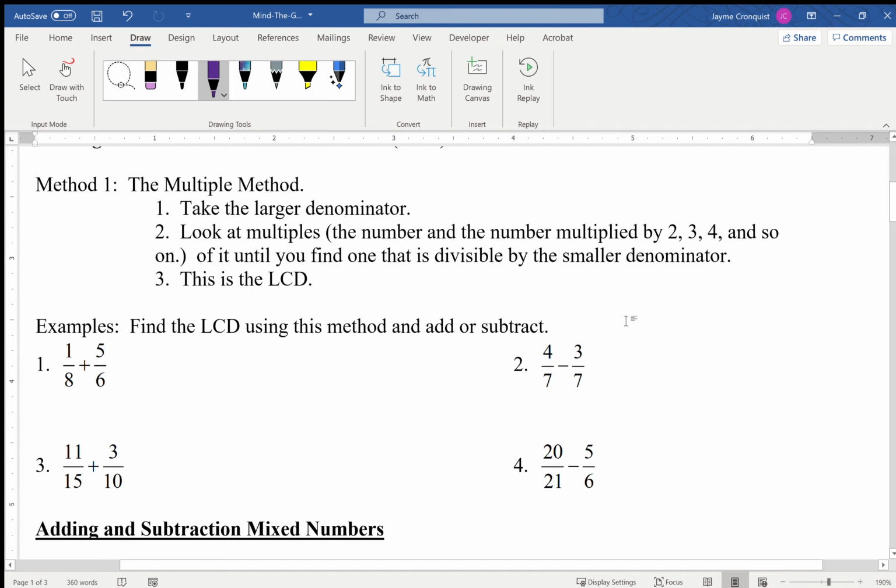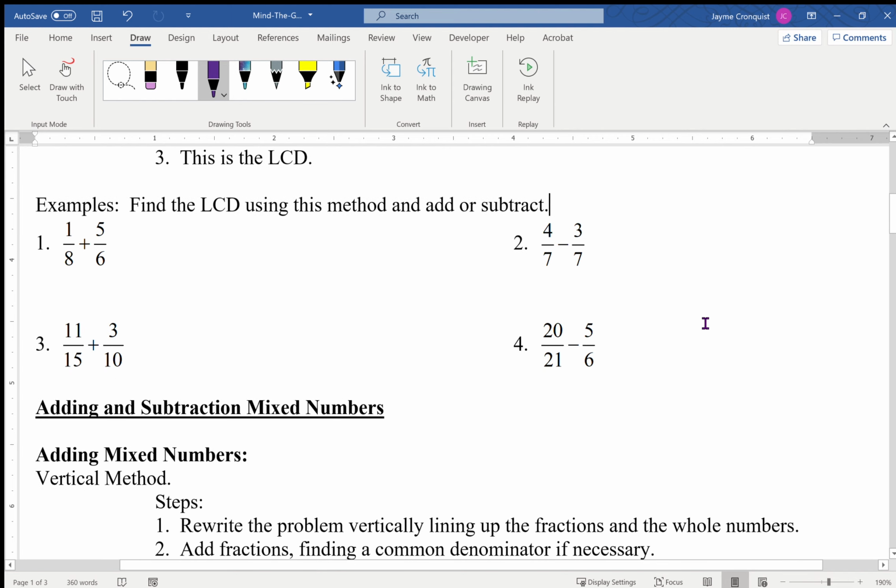Take the larger denominator, look at multiples, the number and the number multiplied by 2, 3, 4, and so on, until you find one that is divisible by the smaller denominator. This is called the lowest common denominator. Okay, that's a lot of words. What does that mean? That means I look at the 8 and I say, okay, 8 is not divisible by 6. 8 times 2 is 16. Nope, not divisible by 6. 8 times 3 is 24. That's divisible by 6.